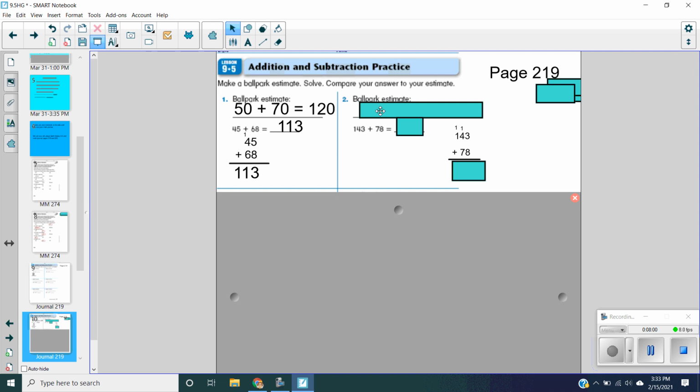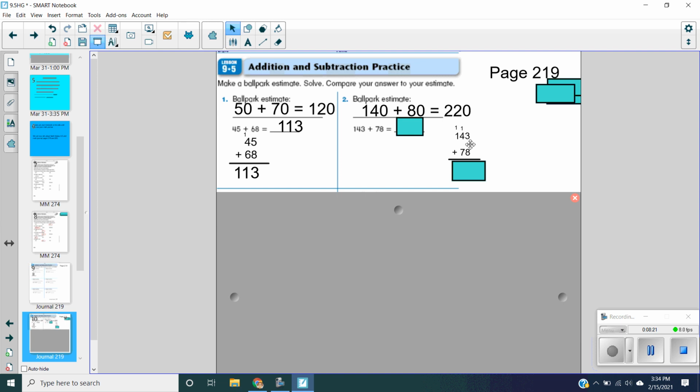For number 2, I rounded 143 to 140. Then I rounded 78 to 80. So I can think 140 plus 80, well, I know that 140 plus 60 would bring me to 200, and then I still have 20 left over. So my ballpark estimate is 220.